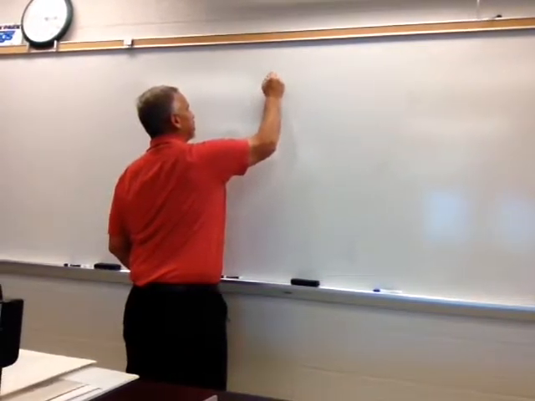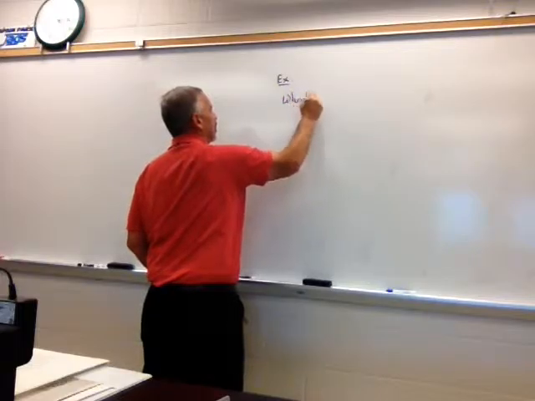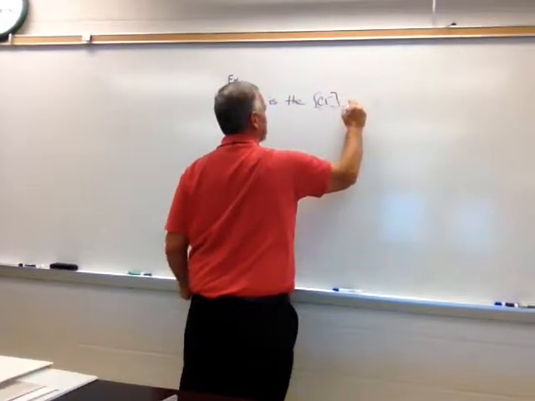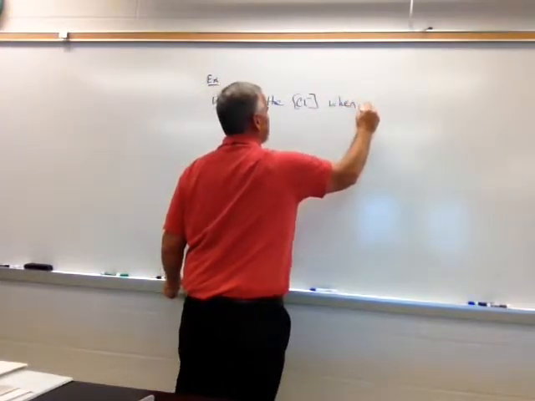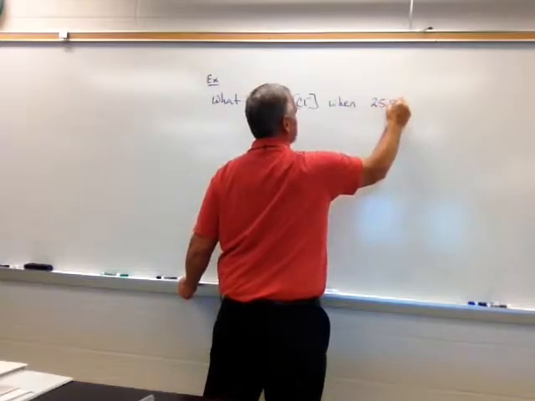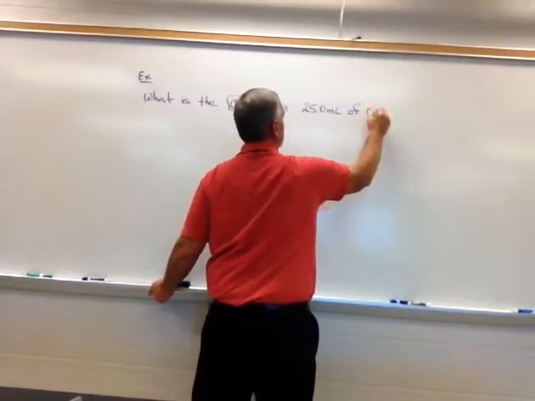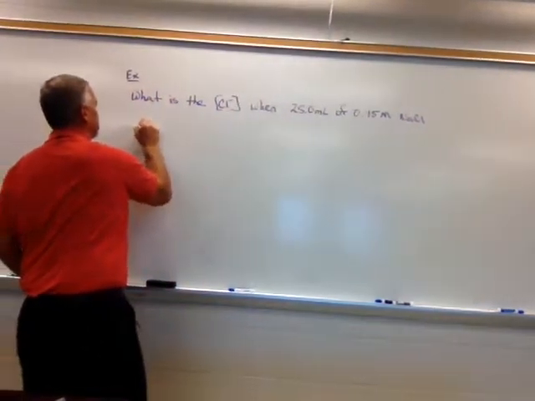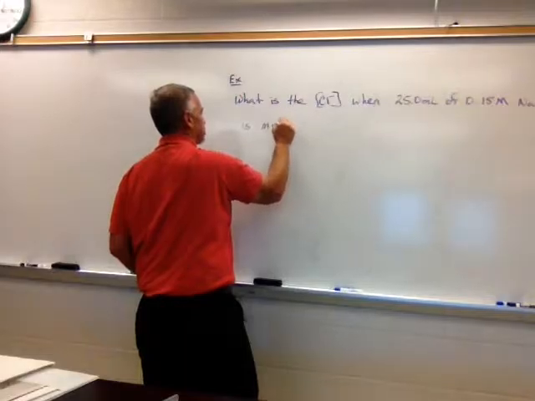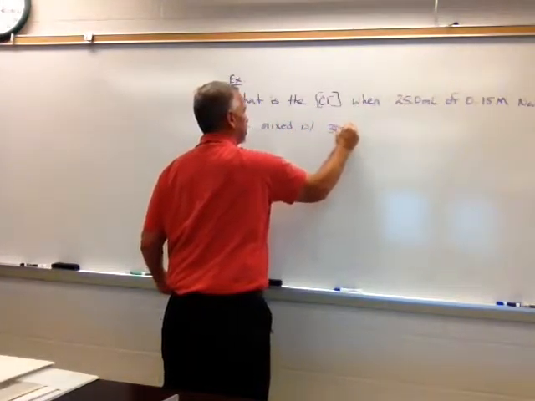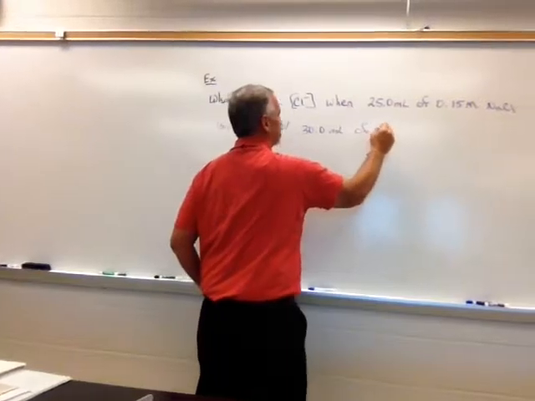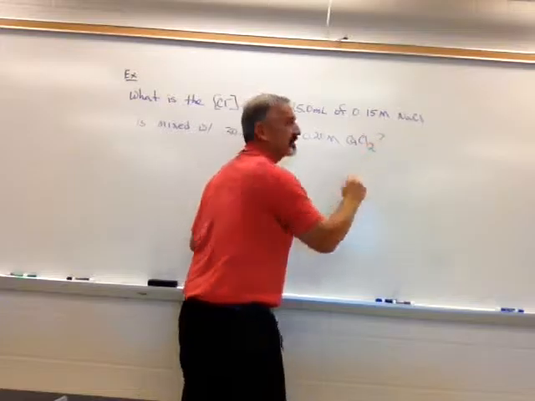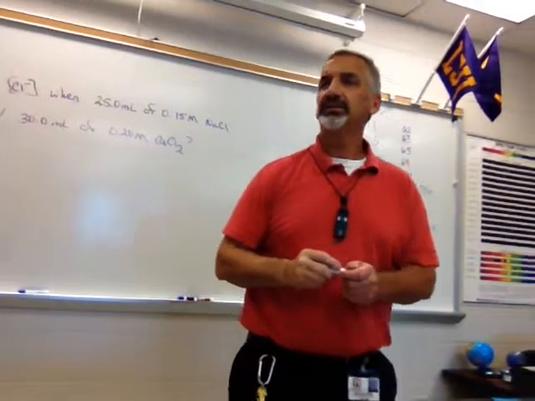Here's another problem. What is the Cl minus concentration when 25 milliliters of 0.15 molar NaCl is mixed with 30 milliliters of 0.20 molar CaCl2?